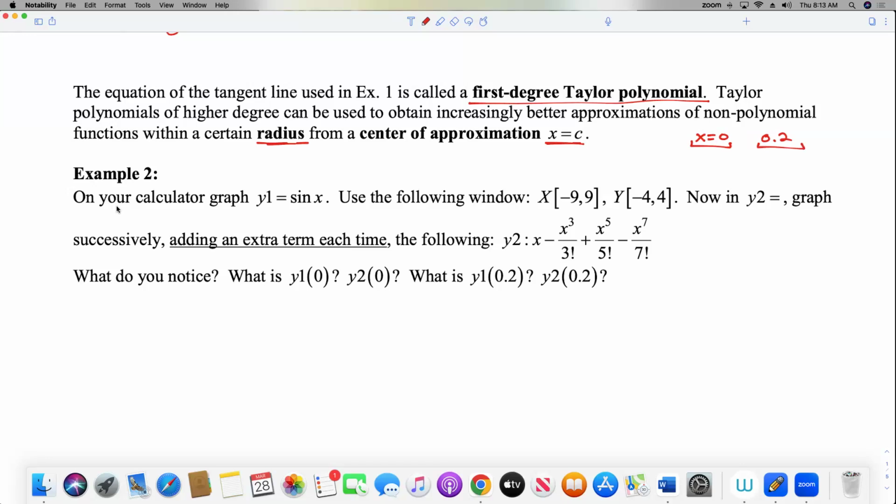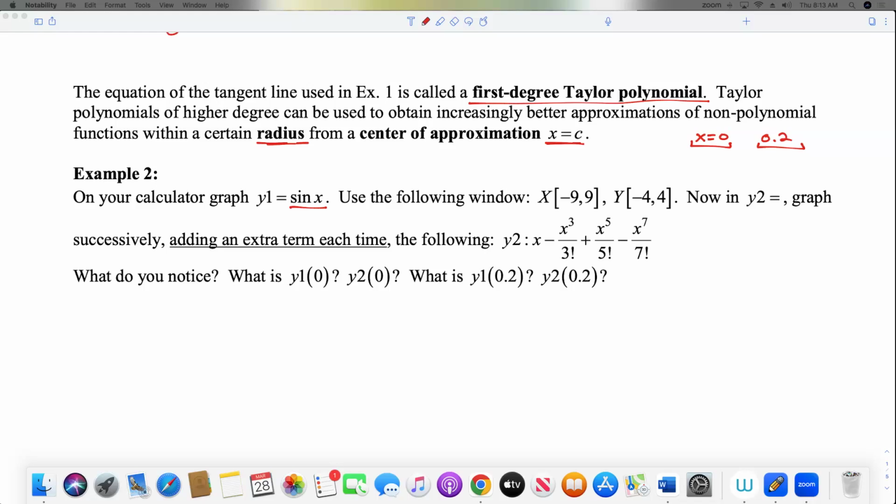For example 2, on your calculator, graph y1 equals sine of x. And then we're going to use the following windows. So I'm going to pull up Desmos really quick, and I'm going to graph sine of x from -9 to 9 and from -4 to 4. You don't have to do that on Desmos. We get a pretty good graph.